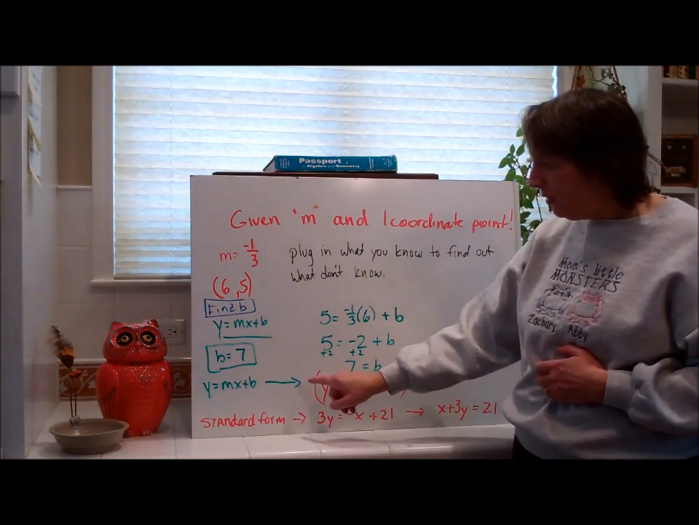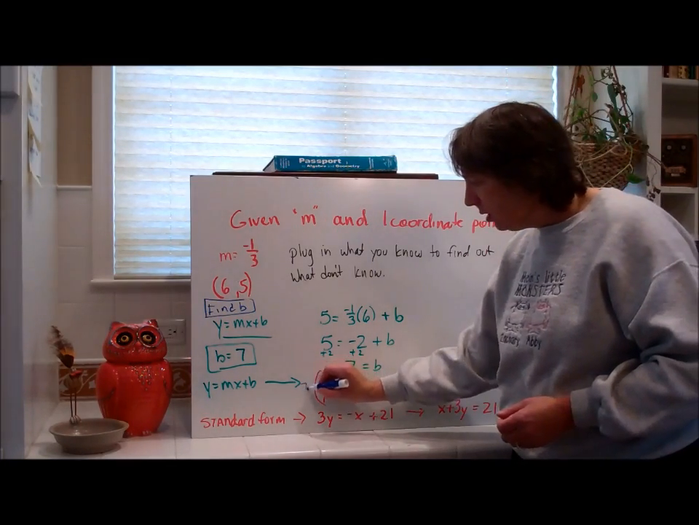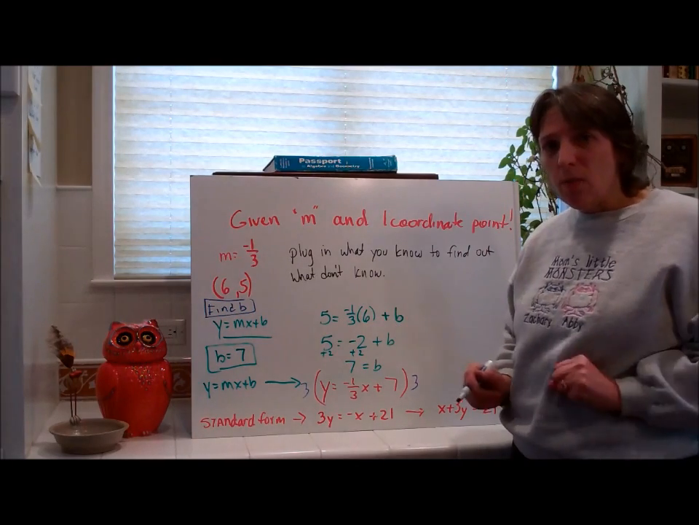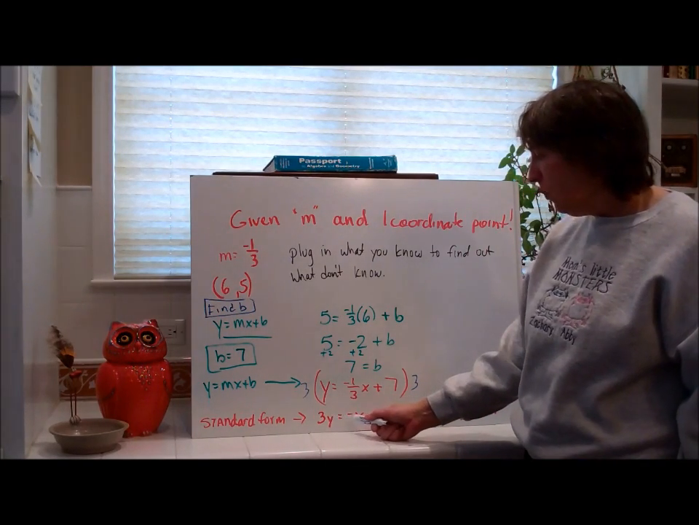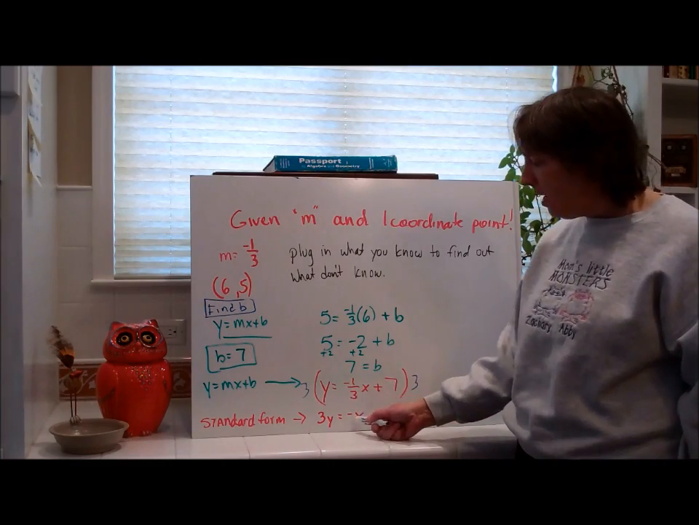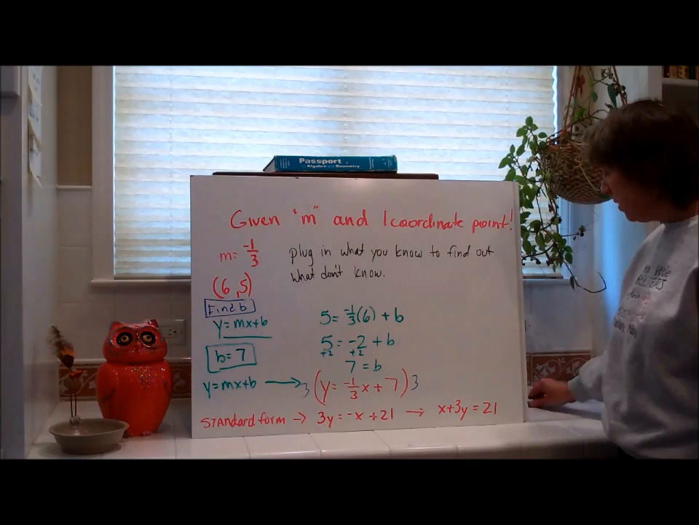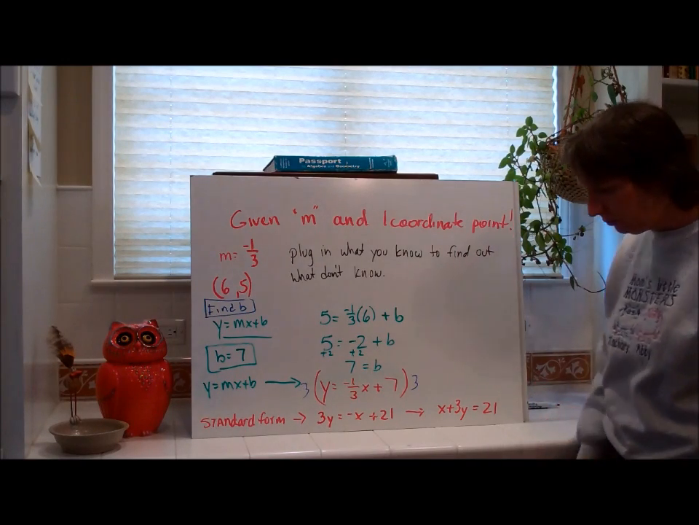I'm multiplying everything through here by 3. I wanted to show you that. Again, I like to show my work for my fractions. I get 3y equals negative x plus 21. And then I'm going to say, oh, I need to take the x to the other side. So my standard form is x plus 3y equals 21.